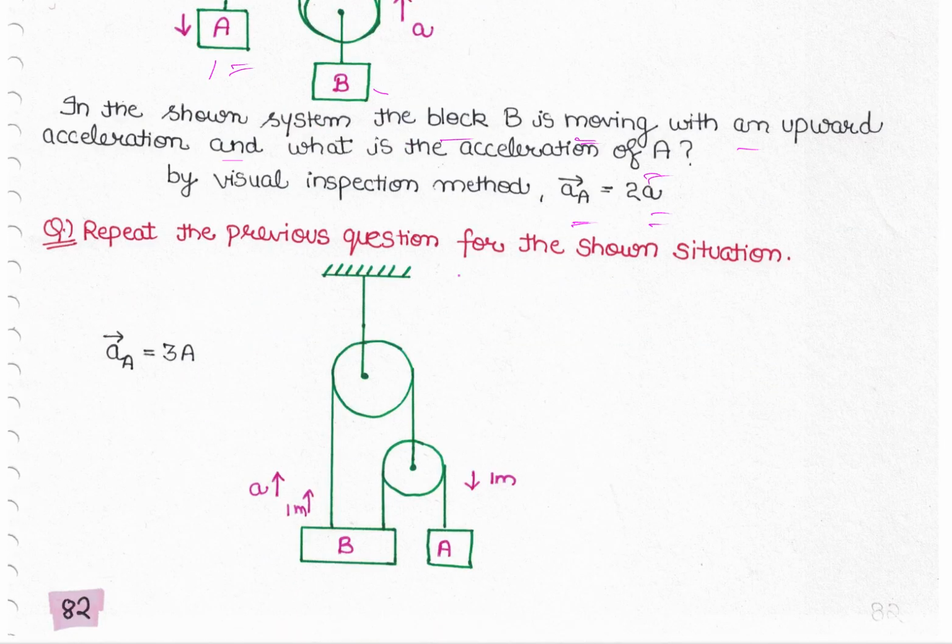Repeat the previous question for the shown situation. Now if you have a situation like this, and if you do it by yourself, you can easily find out the acceleration of this body A is equal to 3a.